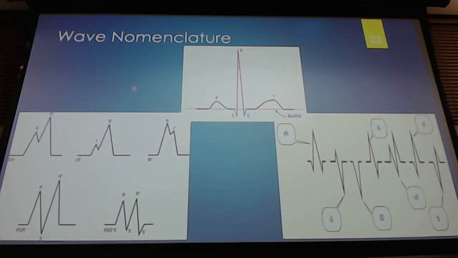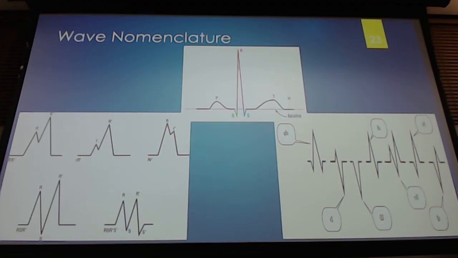You also need to understand wave nomenclature. Okay, so if you're reading in your free time from midnight to 4, then you may see, wait a minute, it says something about R prime. What the heck is that? What are they talking about? Why do I have a capital letter and a lowercase letter? What does all that mean? Well, this is what this means. Okay? Normal wave nomenclature, we've got our P, we may have a little bit of a Q, we've got our R, we've got a little bit of an S, we've got our T.